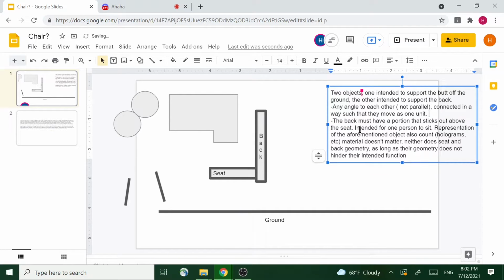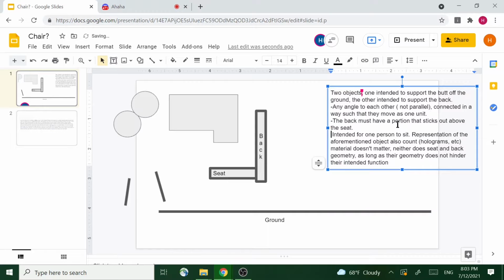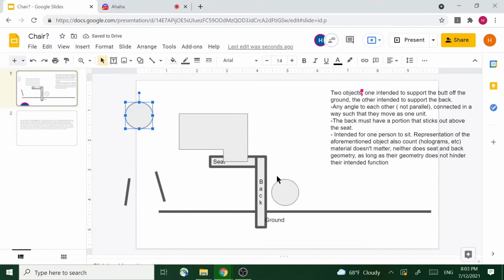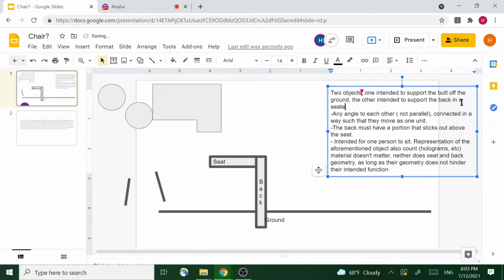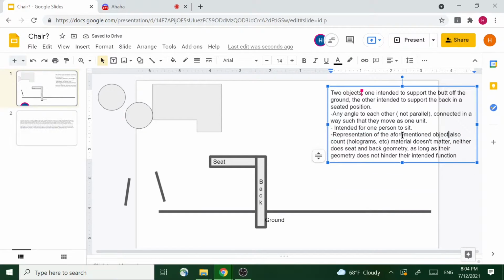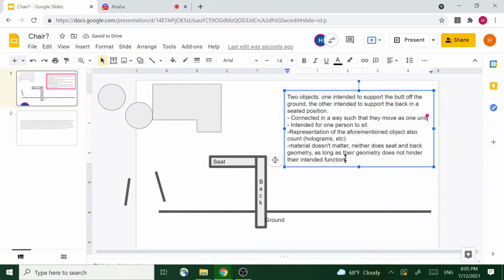This statement isn't needed: the back must have a portion that sticks out above the seat. I don't think we need that either, as long as it supports the back. But you know how sometimes you lean back and hang off the edge of your couch? Your head's over here and your body's over here and your back is just kind of bent over. I could say that the chair in this case does support your back. Oh, okay. So it's not in a seated position. We need to add that in. Where do we add that? Add it right there: intent for one person to sit. Yeah, I think we need that. We don't need the angle stuff anymore. This is our definition. These are our clarifying statements.